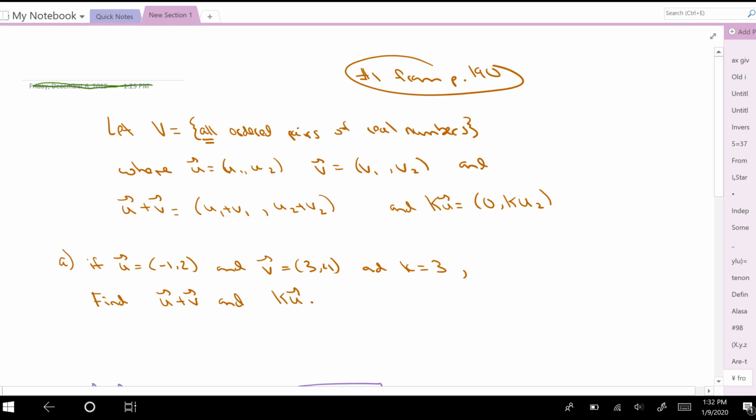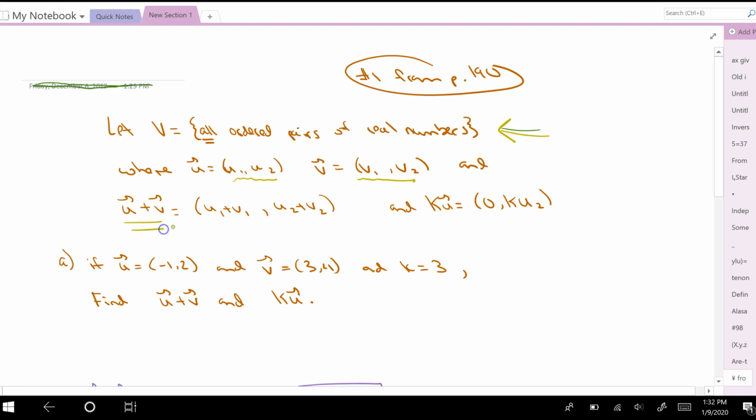Anyway, okay. I'm going to do number one from page 190 here. If you have your textbook or your iPad, George, just pull that out. But here's the premise. You're given the following. You're told that V is the set of all ordered pairs of real numbers, okay? And they're defining two elements in that set V, and they're calling them vectors. Let vector U be this ordered pair, and vector V be this ordered pair.